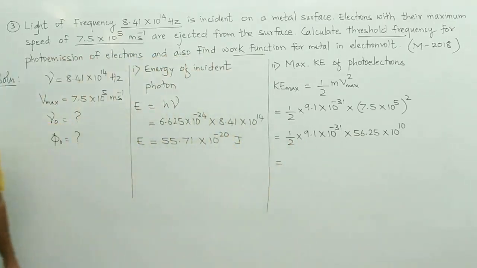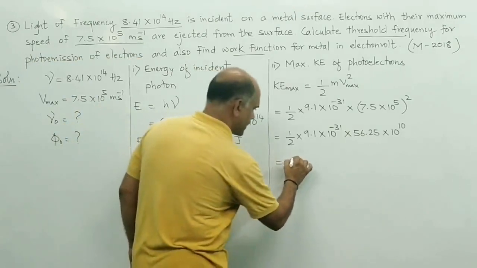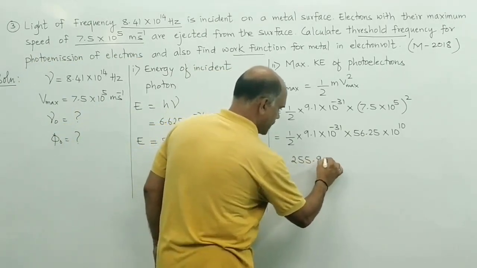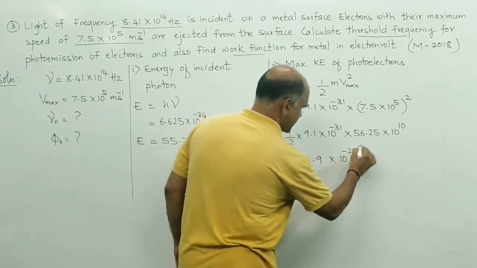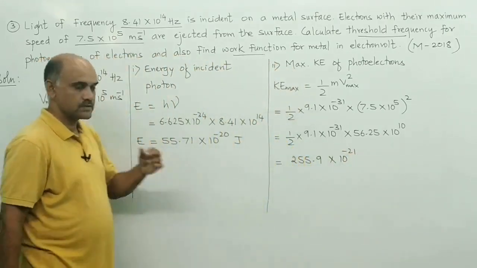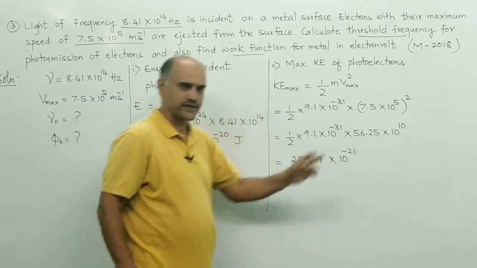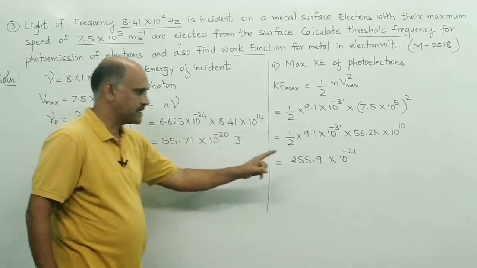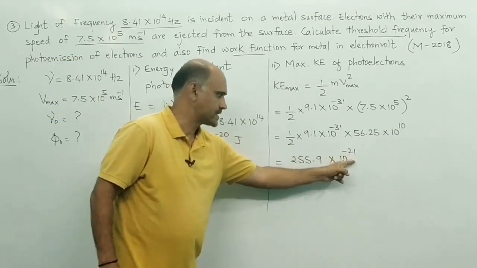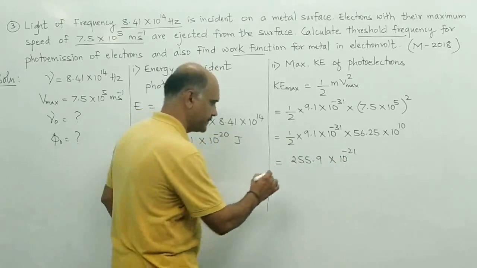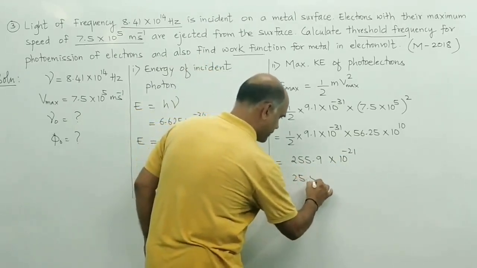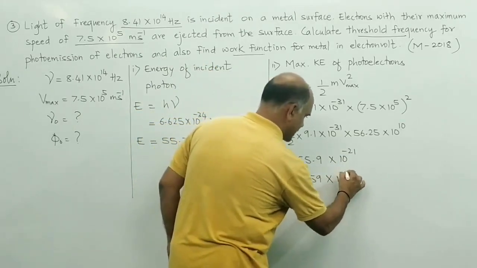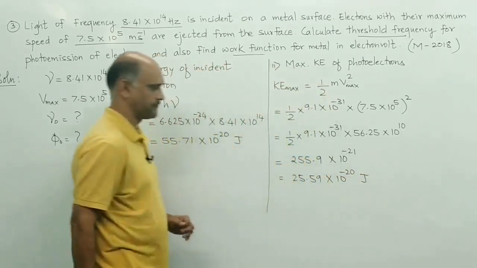So you will be having 9.1 into 56.25 divided by 2. You will get 255.9 into 10 raised to minus 21. So minus 31 plus 10 will be minus 21. Now in energy, I have got power minus 20, so I will make this also as minus 20. So one point I will shift to the left. So you will have 25.59 into 10 raised to minus 20 joules.